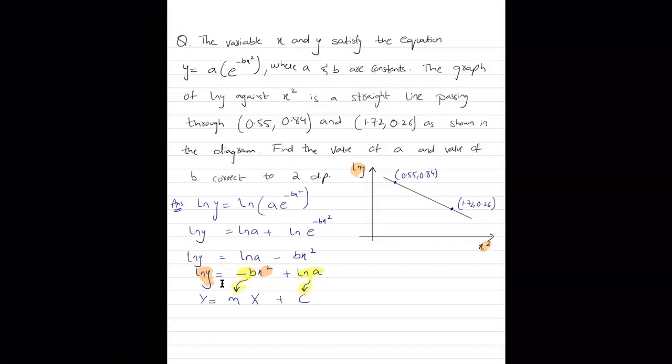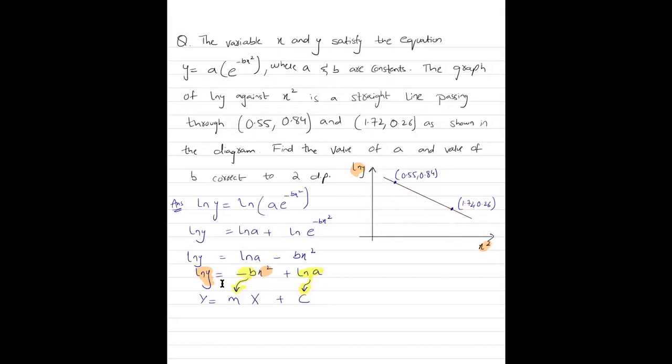Now, on this graph, which represents a straight line, this value of 0.55 is the value for x squared, and 0.84 is the value for ln y. Same goes for over here. 1.72 is not the value of x, it is the value of x squared, because I have plotted x squared values on the x-axis. This is 1.72 as x squared and 0.26 as ln y.